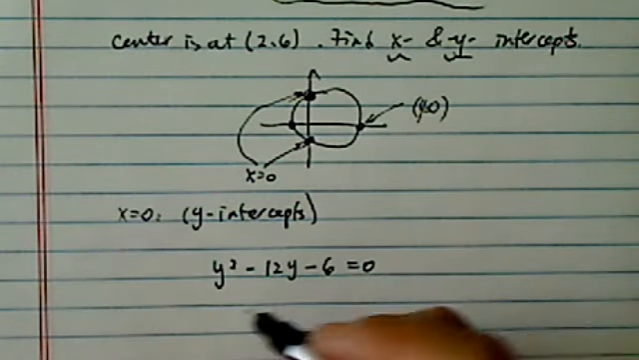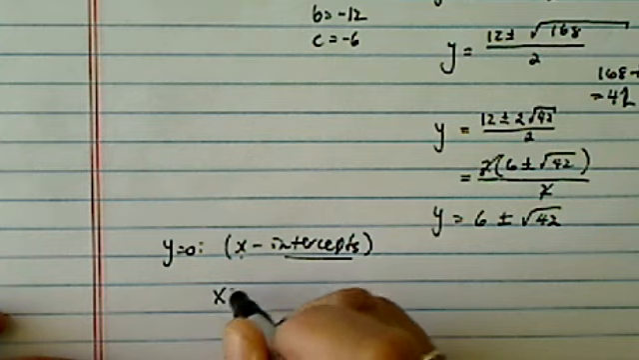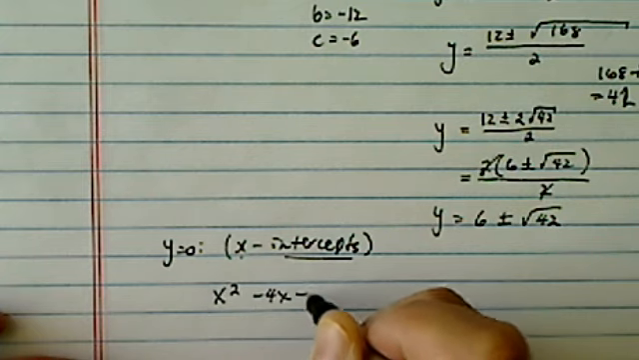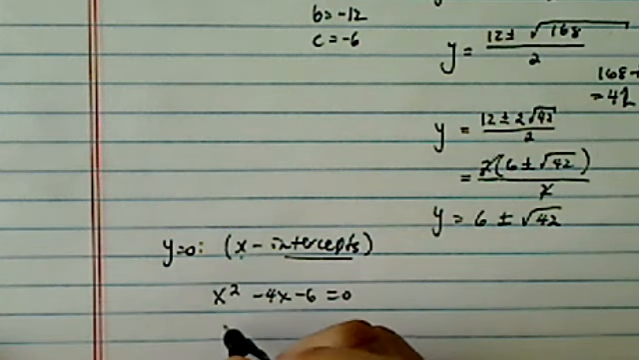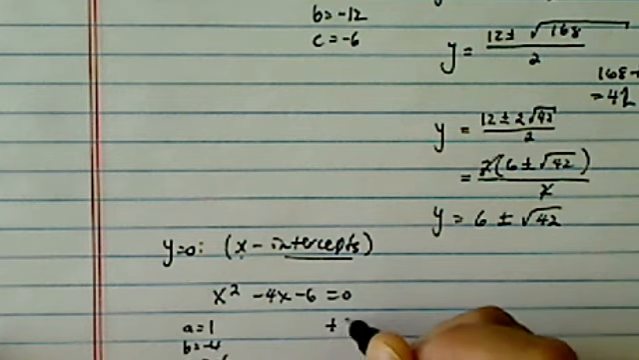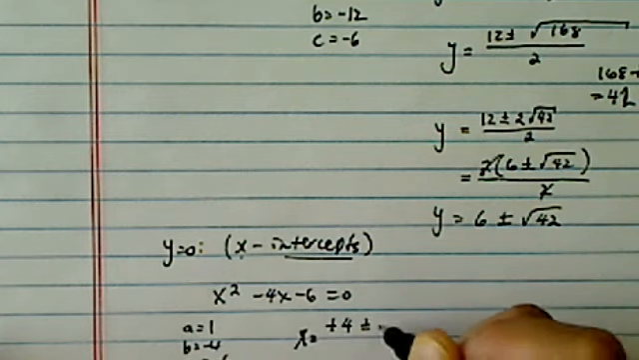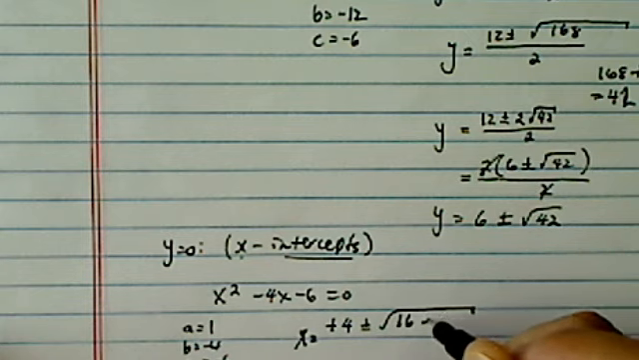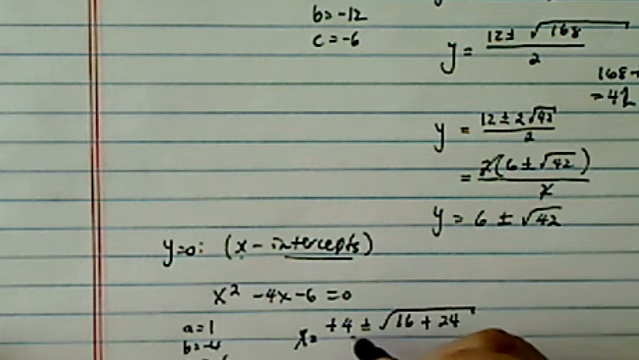Okay, that's my y-intercept. We're going to repeat almost the same process for the x-intercept. This is where we put y equal to 0. This is relatively easy to remember. When y is equal to 0, the points are actually on the x-axis, thus the x-intercept. So when we do y equal to 0, we have x squared minus 4x minus 6 equal to 0. Once again, we can't factor, so a equal to 1, b equal to minus 4, c equal to minus 6. So x is equal to 4 plus or minus the square root of 16 plus 4 times 6, which is 24, divided by 2.